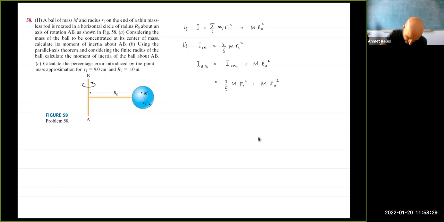And C, calculate the percentage error introduced by the point mass approximation for R1 equal to 9.0 centimeters and capital R0 equal to 1.0 meter. So I think I would say something like this. We calculated this and we calculated this, and the question is asking how much the first one differs from the second one.